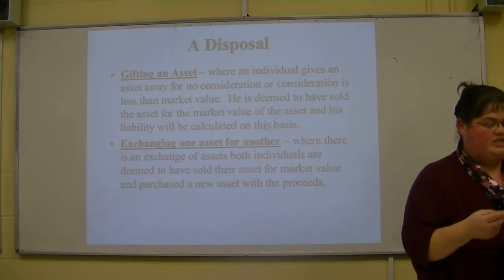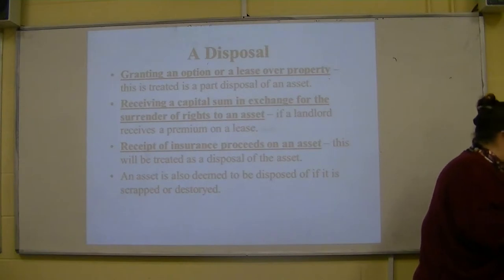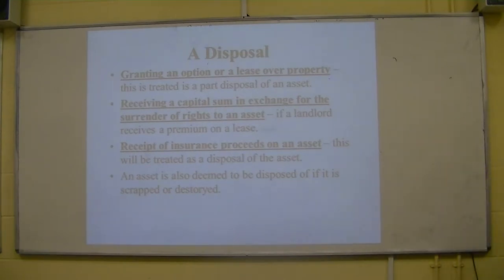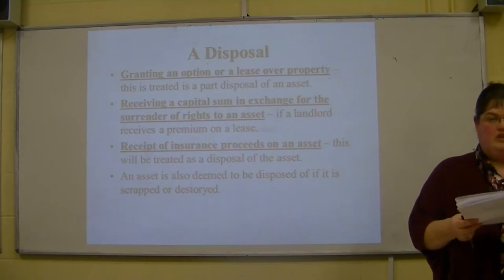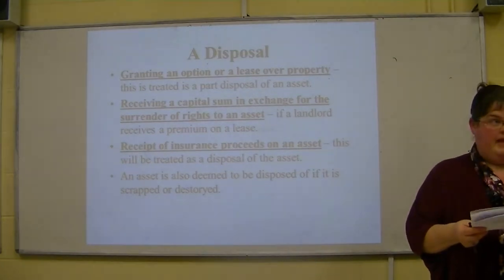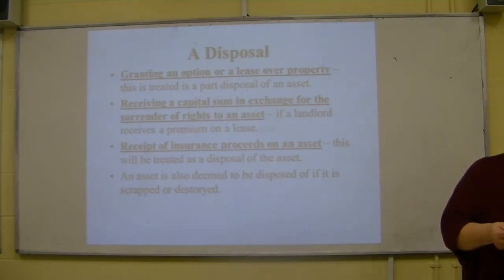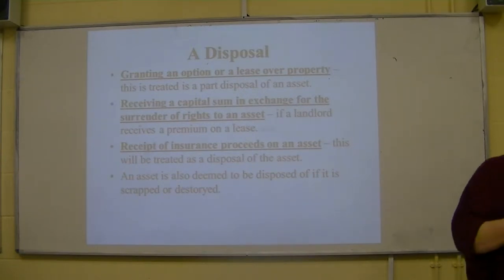Receiving a capital sum in exchange for the surrender of rights to an asset. If a landlord receives a premium on the lease, and then receipt of insurance proceeds for an asset, this will be treated as a disposal of the asset. So if you own a business and the building burnt down, and you actually got an insurance claim for it, then that's as if you actually had sold the building, getting the insurance claim for it. And it's when you receive the money, we're going to do that now in a minute, when it actually becomes taxable. Is there something about that then?